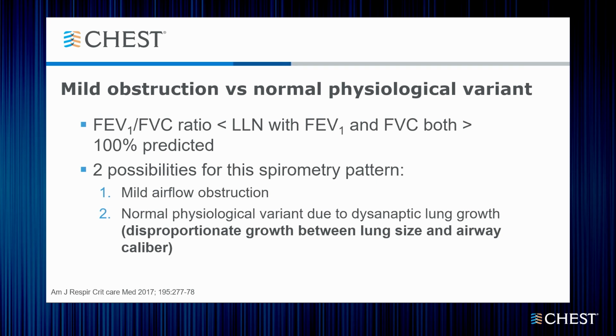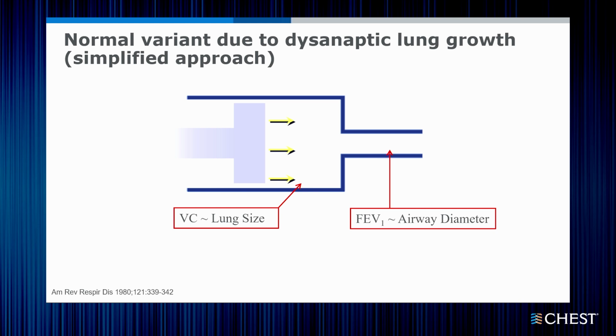That's disproportionate growth between lung size and airway caliber. I think the simplified way of viewing this is you have a cylinder here with a piston shooting air out, and you have what would be equivalent to a conducting airway. So vital capacity is more or less proportional to the volume of this cylinder, and FEV1 is more or less proportional, though obviously oversimplified, to this airway diameter. And you can easily see how somebody just has more alveoli, larger lungs, than they do conducting airways.